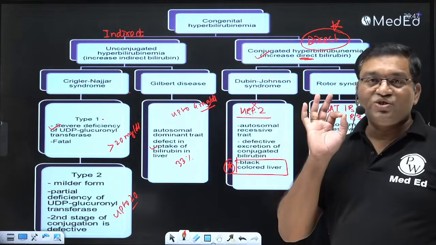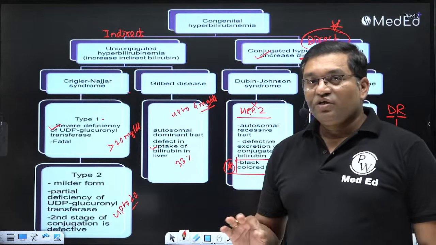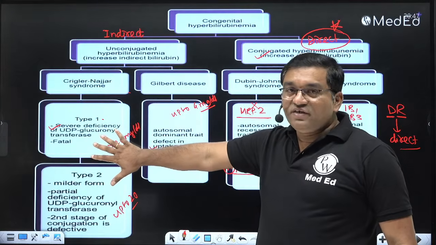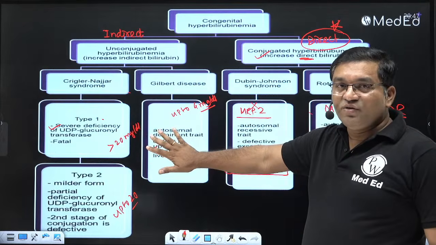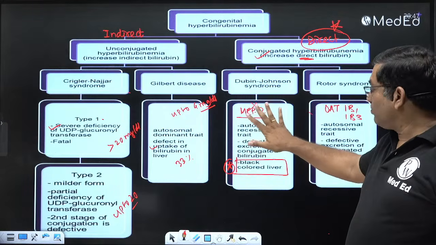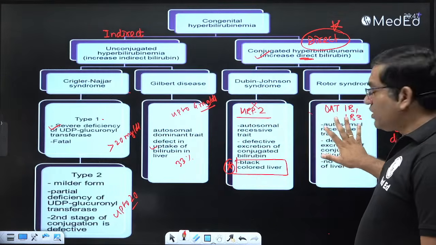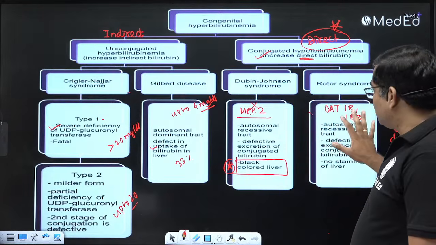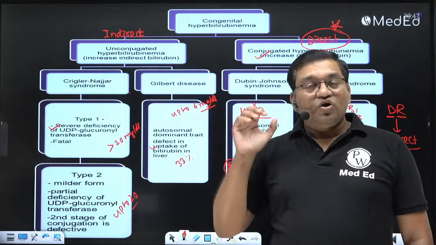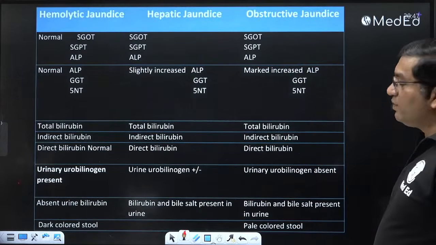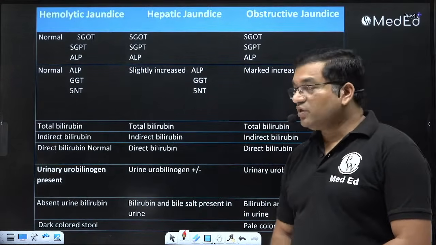Here you can get an MCQ. This is due to UDP glucuronyl transferase activity defect. This is decreased uptake of bilirubin by the hepatocytes. This is problem in the excretion because of mutation in MRP2. Rotor, it is because of mutation in organic anion transporter 1B1 and 1B3, which is required for uptake of conjugated bilirubin by the hepatocytes. So these are the congenital hyperbilirubinemias, can be a MCQ, important.